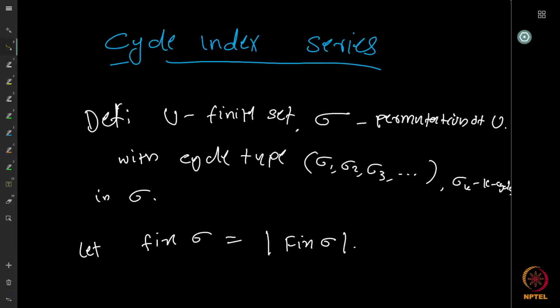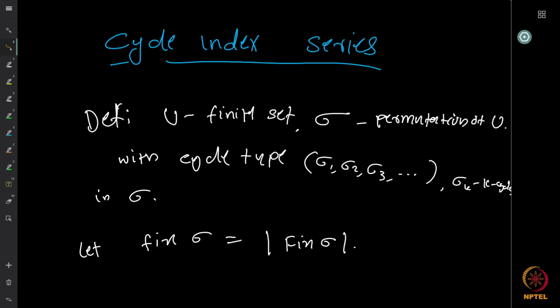Now, finally, I want to introduce one more series associated with the species, which is called the cycle index series. To define that, let us first look at the following. U is a finite set, and sigma is a permutation of U, where the permutation has a cycle type. We studied this in our class earlier. Cycle type sigma 1, sigma 2, sigma 3, etc., where sigma k in general is the number of k cycles in sigma. So sigma k counts the number of k cycles in sigma.